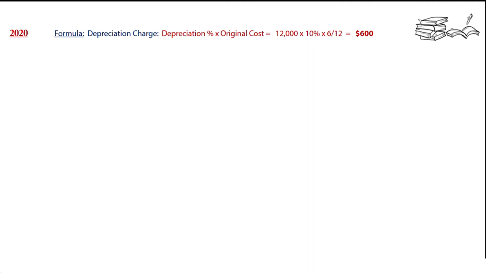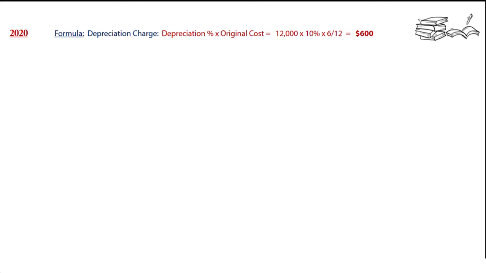2020, the same formula stands. So the depreciation charge will be the depreciation percentage times the original cost. So it's 12,000 times 10%. Now the asset spent 6 months in 2020. So the depreciation here will be 6/12, right?